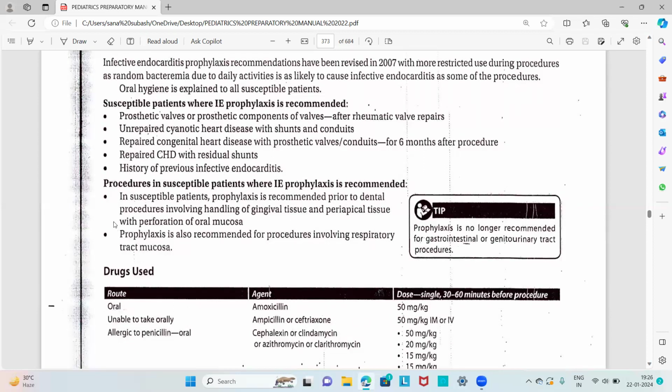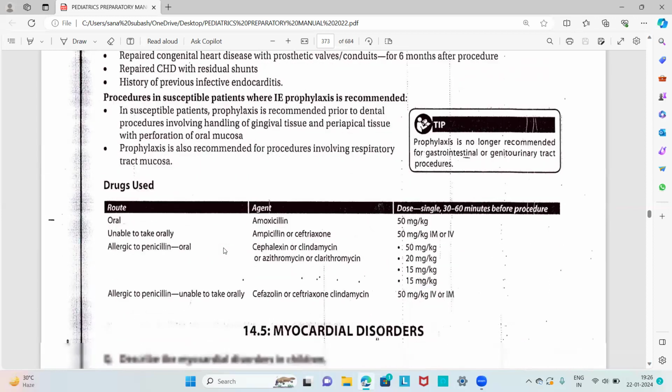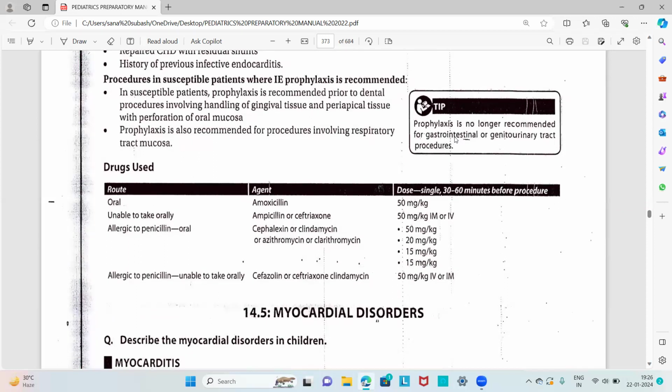Then the procedures in susceptible patients where infective endocarditis prophylaxis is recommended: prophylaxis is recommended prior to dental procedures involving handling of gingival tissue and periapical tissue, or perforation of oral mucosa. And prophylaxis is also recommended for procedures involving the respiratory tract mucosa. So dental procedures and respiratory tract mucosal procedures are indications for infective endocarditis prophylaxis. In the case of gastrointestinal or genitourinary tract procedures, prophylaxis for infective endocarditis is no longer recommended.